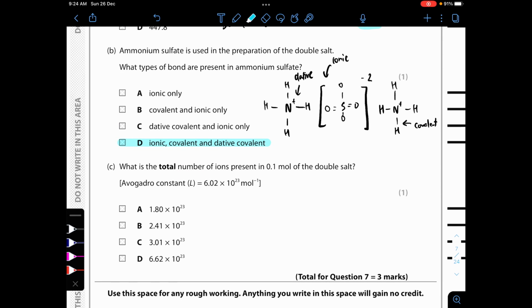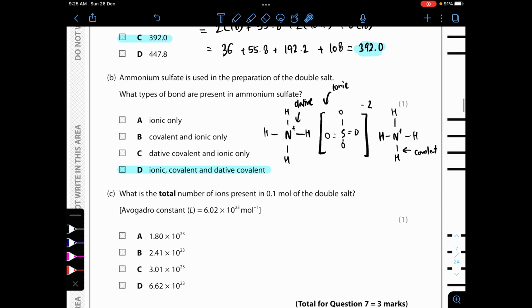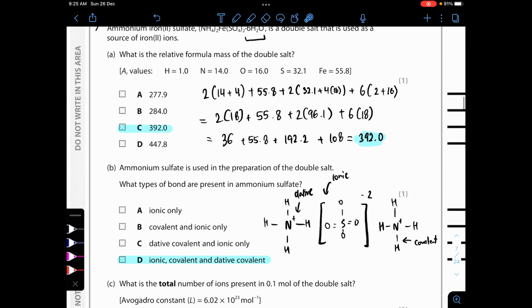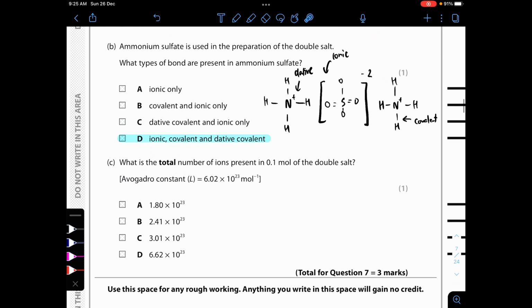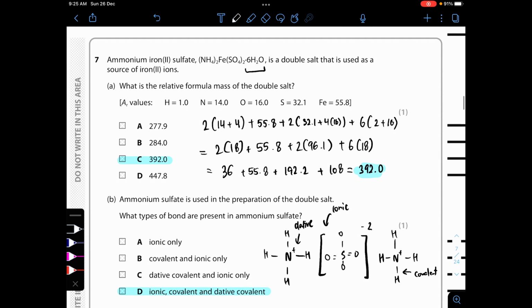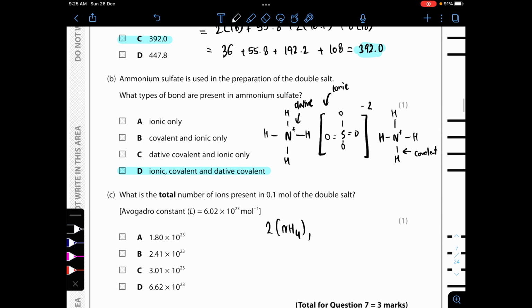Part C says, what is the total number of ions present in 0.1 mole of the double salt? Now let's look at the double salt. What are they? So we have 2 times NH4, right? What else do we have? We have Fe, and we have 2 molecules of SO4. We're talking about the ions here, so 1 times Fe, and 2 times the SO4 2- ion. All right, so that's that.